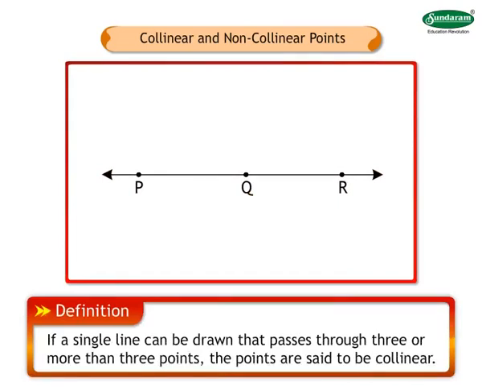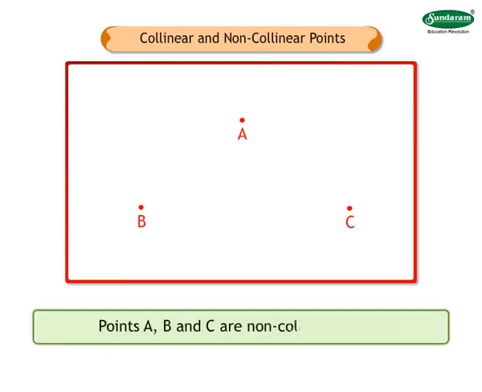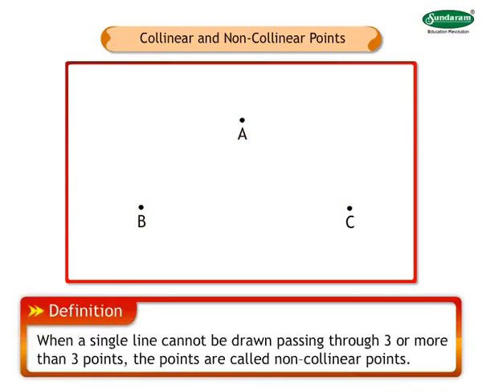to be collinear. Mark 3 points A, B, and C. It is not possible to draw a line passing through all 3 points. Hence, points A, B, and C are non-collinear points. When a single line cannot be drawn passing through 3 or more than 3 points, the points are called non-collinear points.